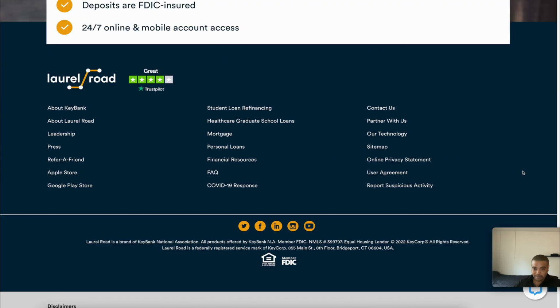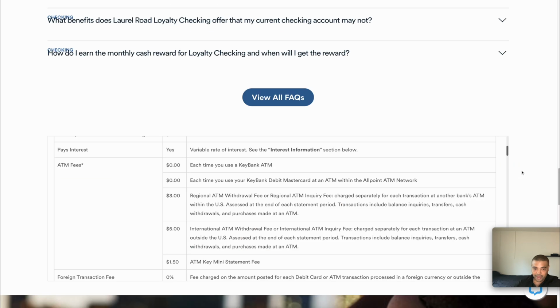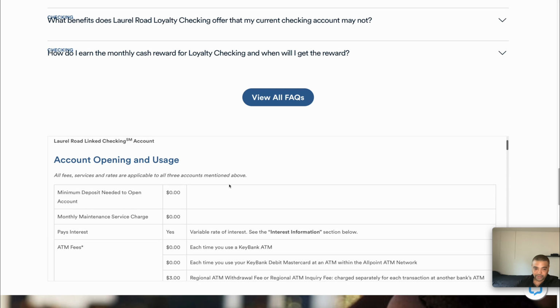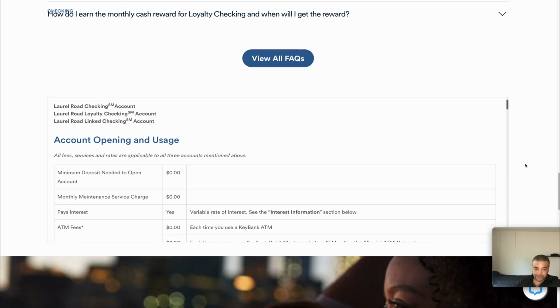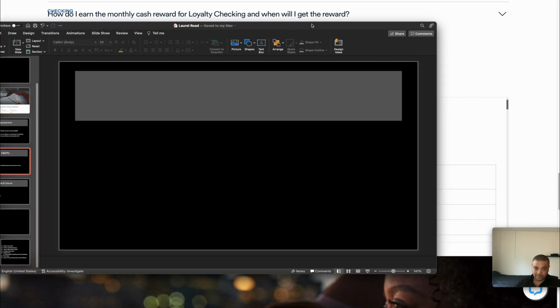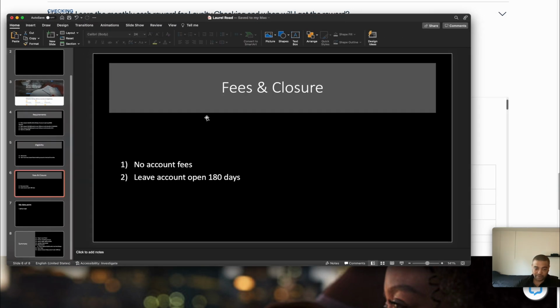Now as far as account minimums go, for this one, I did notice this. This usually isn't here. They usually don't make it this easy, but this is what you would call a mini fee sheet, if you will. So you can see monthly maintenance service charges are 0. Once again, we went too far. There we go. We bring this back in: fees and closures, no account fees, leave account open 180 days.